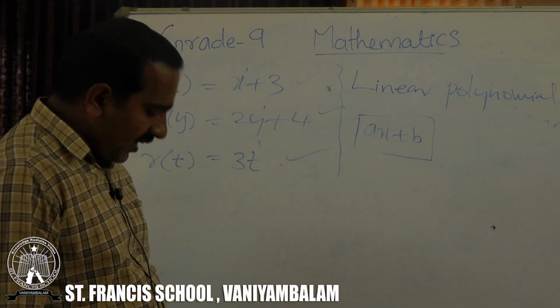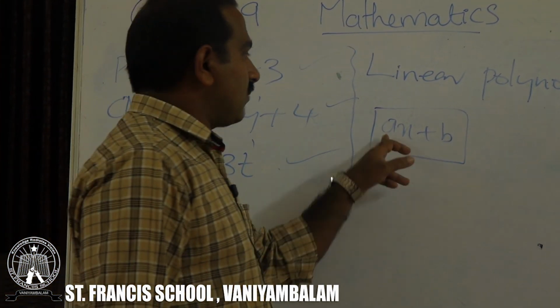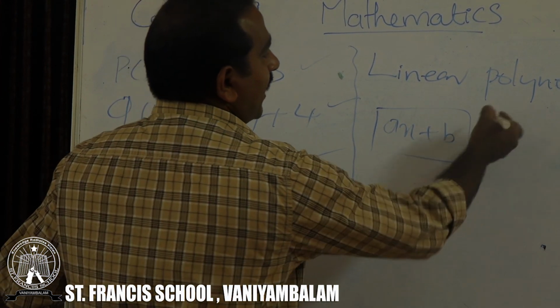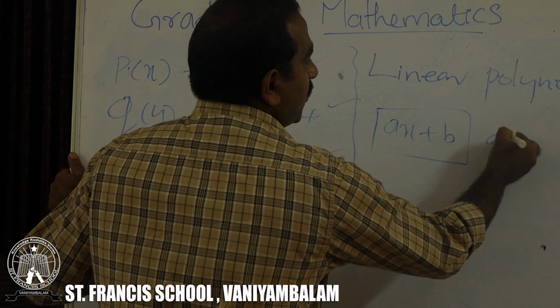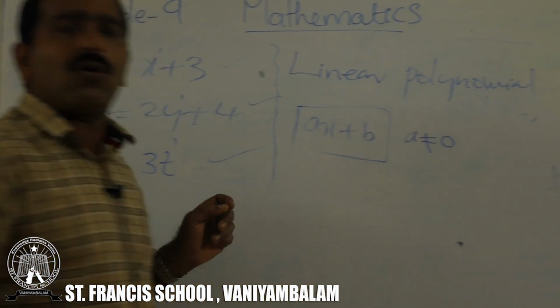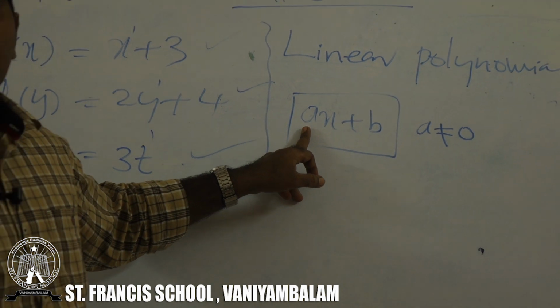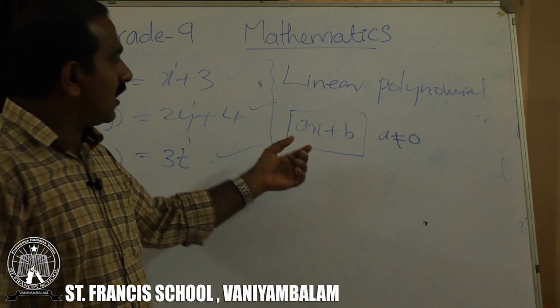Here is one condition that is very important. A and b are constants. At the same time, one condition is a not equal to 0. Why a not equal to 0? Can we give a equal to 0? What is the problem if we are giving a equal to 0?